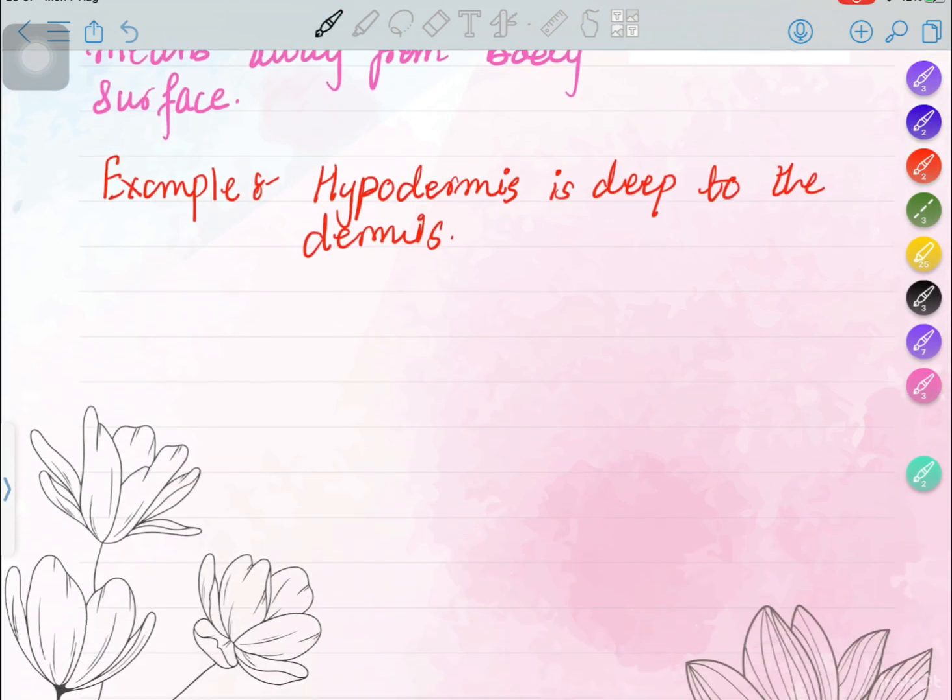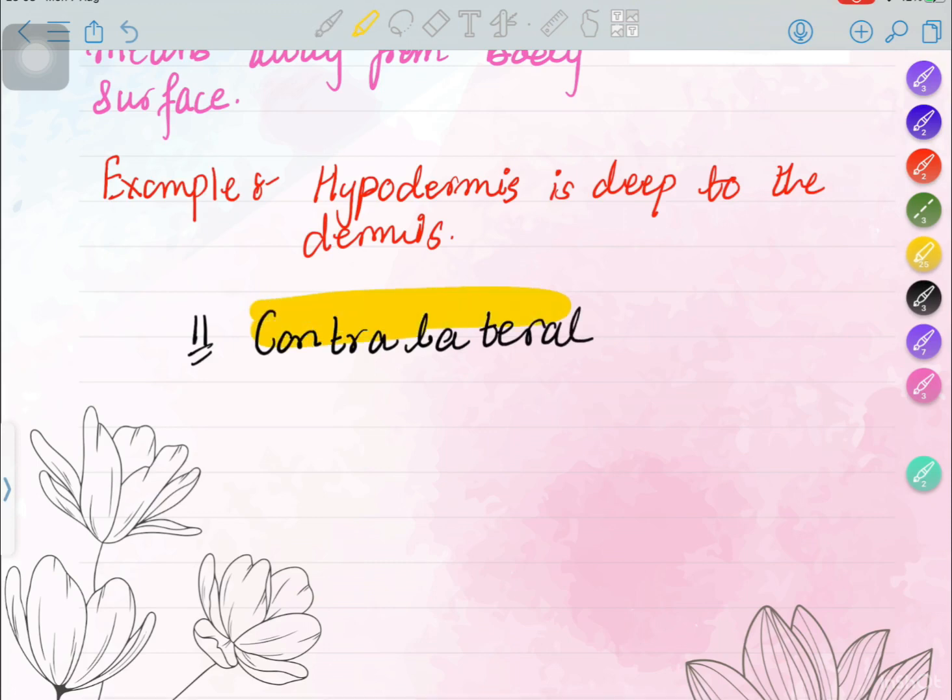Without a reference, no points are included on that. So keep this in mind. If someone has written hypodermis and didn't give me the reference, that hypodermis is deep to what, then I will not consider it.